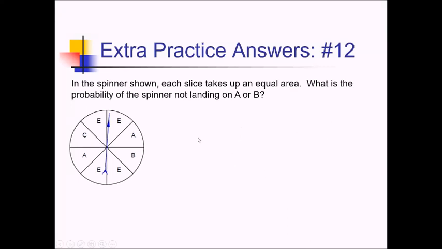For this one, we want the probability with this spinner of not landing on A or B. So there's a total possible outcomes of 8 for the 8 spaces on here. And how many of them are not A or B? Well, it might be easier just to figure out the ones that are A or B and then subtract that from 8. So here's an A, a B, another A, so that's 3 things that are A or B. Subtract from 8, that means there are 5 things that are not A or B, so 5 out of 8.